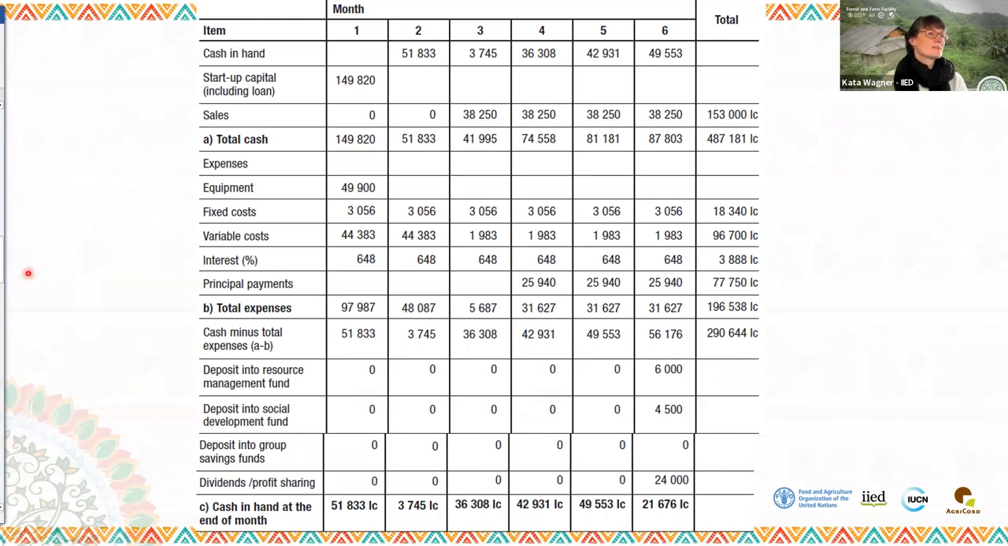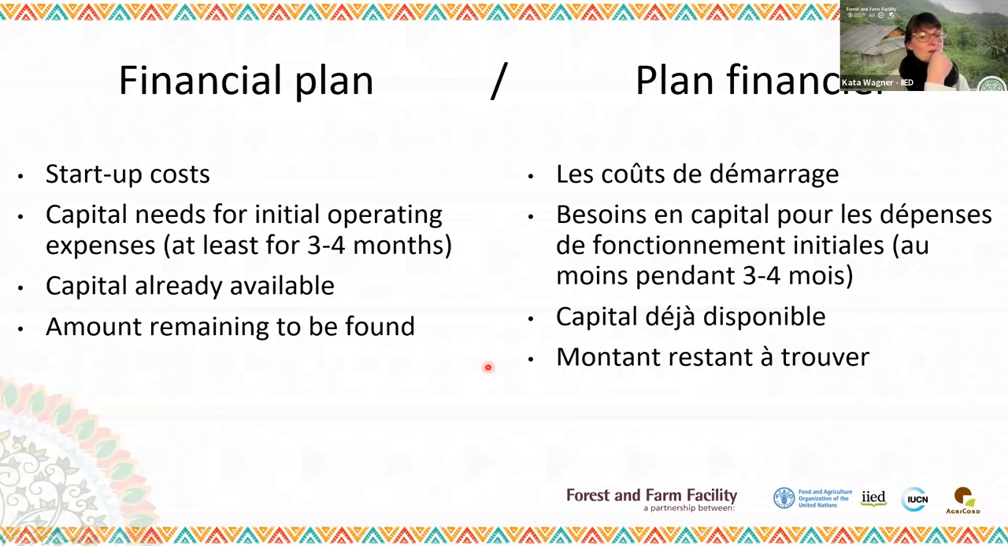So all in all, I just wanted to summarize that the cash flow projection helps the entrepreneurs think about the details and understand the importance of working capital for the survival of the enterprise. Okay, so with all these calculations done, the entrepreneurs can now prepare their financial plan. So they can, as we've already said, calculate their startup costs and capital needs for operating expenses for at least the first 3 or 4 months, as Jacques has said. So they can estimate the amount of funding needed to set up the enterprise based on the sales projection, the amount of funding that should be set aside to cover initial operating expenses, the amount of capital already available, and the amount that remains to be found.